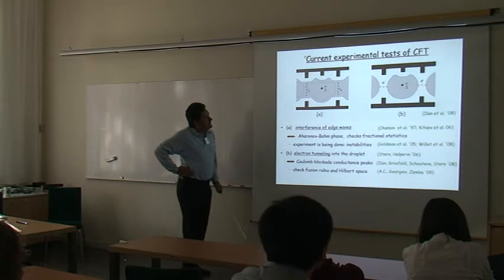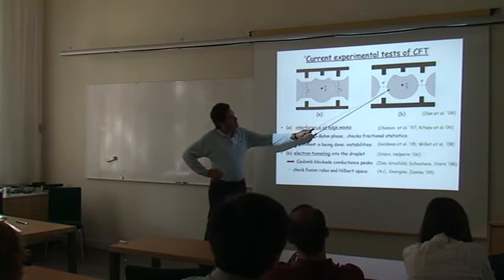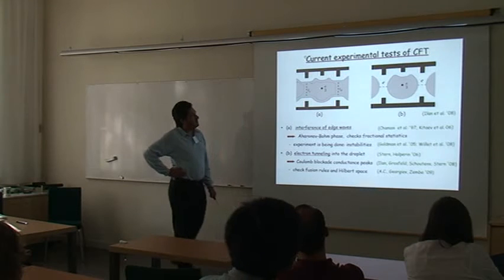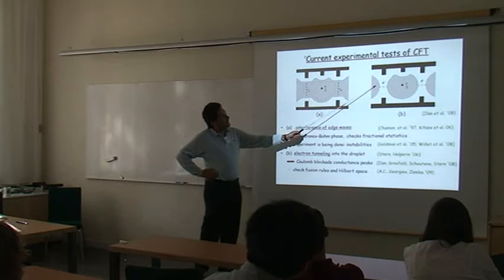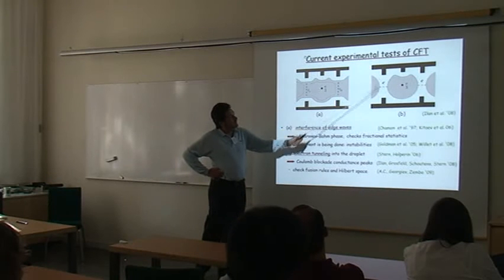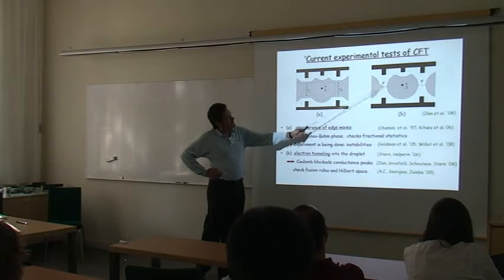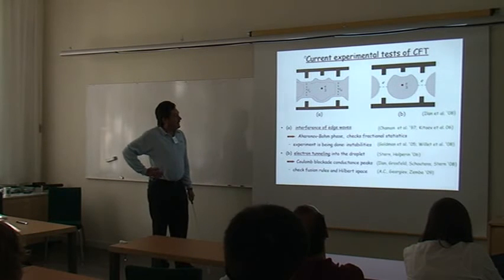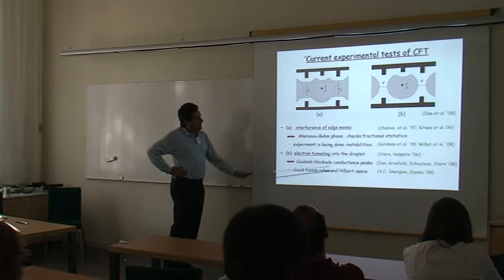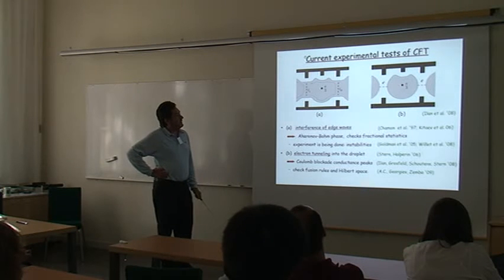And instead what I'm going to talk about is this other regime in which you have an isolated droplet, and at this point only the electron can tunnel here because the fluid is discontinuous, okay? And so you have these Coulomb blockade conductance peaks.